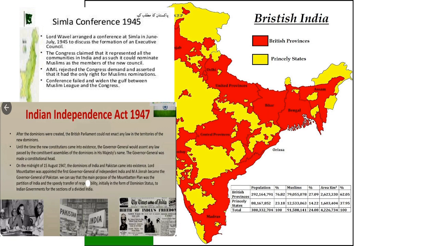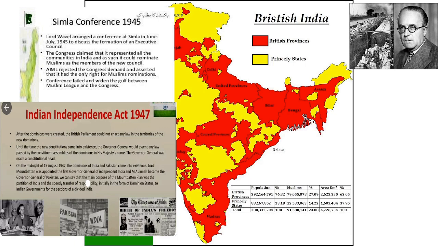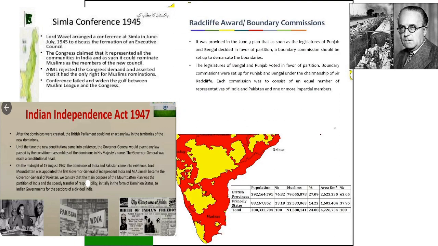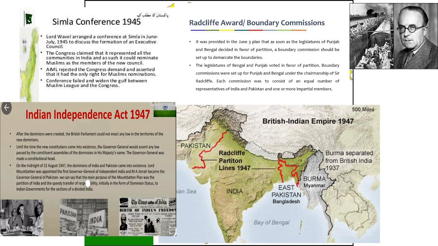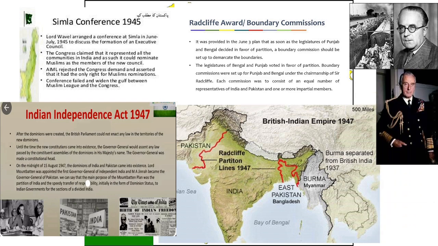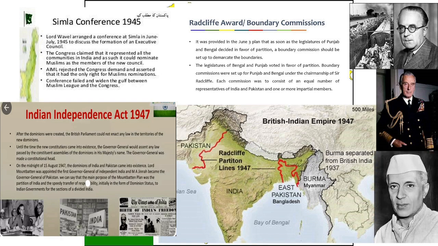They passed the Indian Independence Act 1947. As per this act, on the midnight of 15th August 1947, the dominions of India and Pakistan came into existence. The British Parliament could not make any law in the territories of the Dominion. Thus, they sent Radcliffe to form the Radcliffe Commission, or Boundary Commission, to draw the boundary between the new dominions, called the Radcliffe Line. Mountbatten became the first Governor General of Free India and Jawaharlal Nehru became the first Prime Minister.